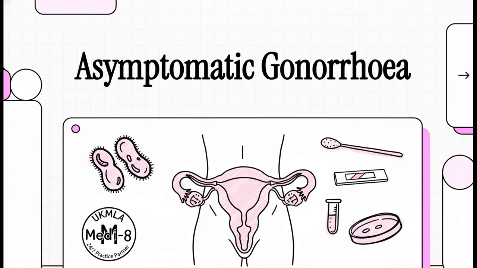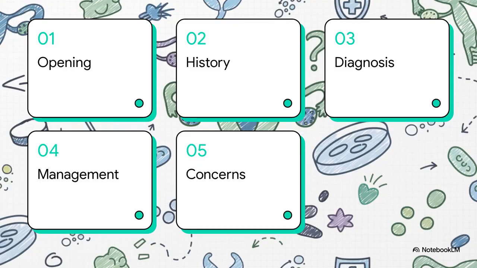Partner. Today, we're going to break down a really common but pretty tricky scenario. I'm here to walk you through every single step. So, here's our game plan. We've structured this around the 5 critical stages of the consultation. This is your roadmap to absolutely pass this station.